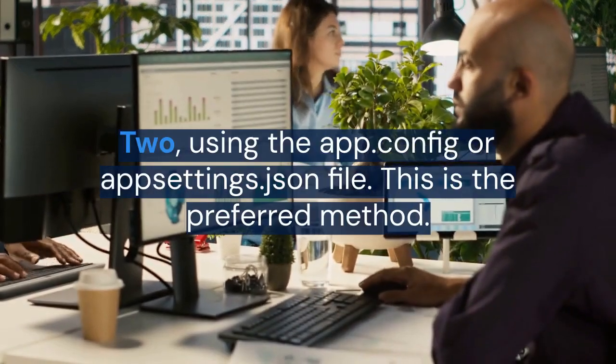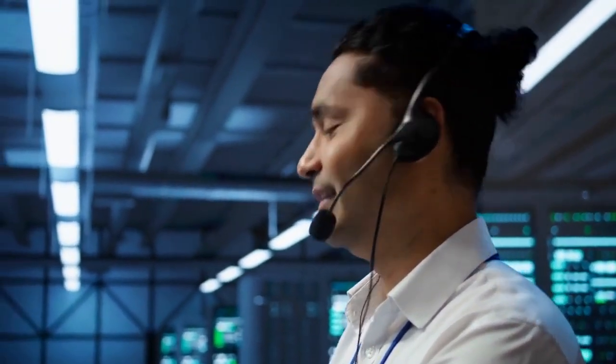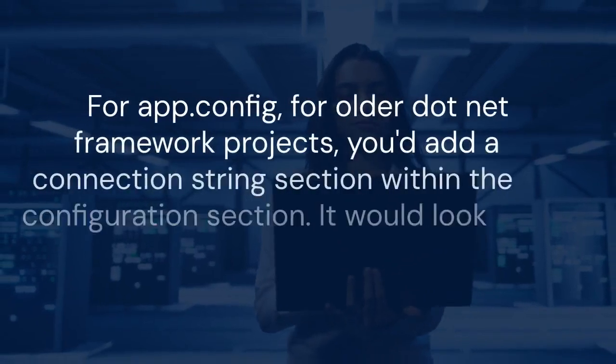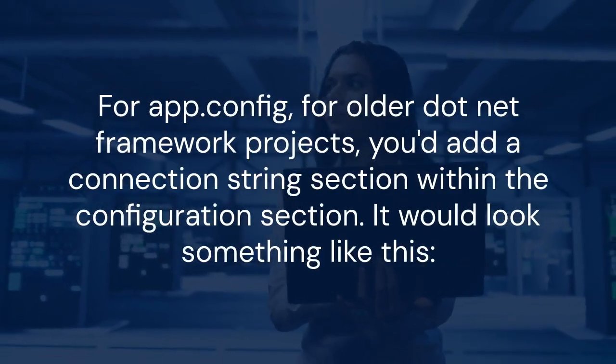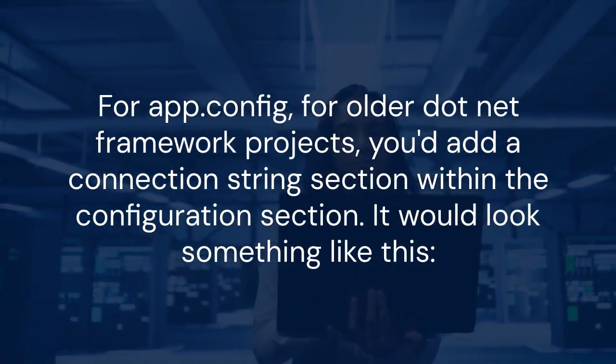2. Using the app.config or appsettings.json file. This is the preferred method. These files are designed to store configuration information, including your connection string. For app.config, for older .NET Framework projects, you'd add a connectionStrings section within the configuration section.